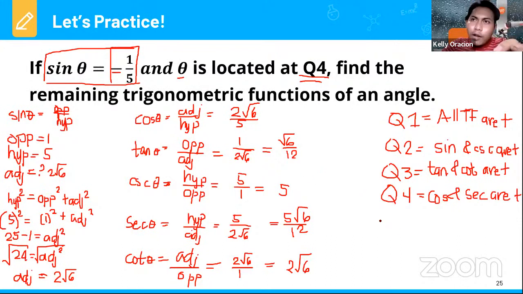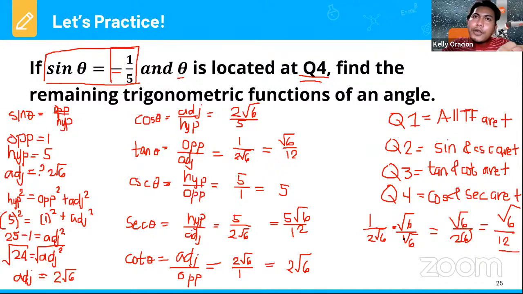So itong 1 over 2 square root of 6, class, ang ginawa ko dito pag rationalize, I multiply both numerator and denominator by square root of 6. So that's square root of 6 over 2 times 6. That is why ang sagot ko is square root of 6 over 12. So again, review your lesson about rationalizing the denominator.